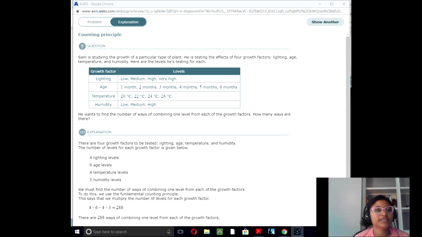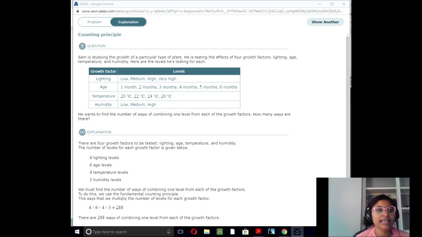Okay, counting principles. So this is the first one of these kinds of problems, and it's very simple. So just watch it, and then you'll be like, oh, I didn't realize it was going to be that easy. Sam is studying the growth of a particular type of plant. He is testing the effects of 4 growth factors: lighting, age, temperature, and humidity. Here are the levels he's testing for.